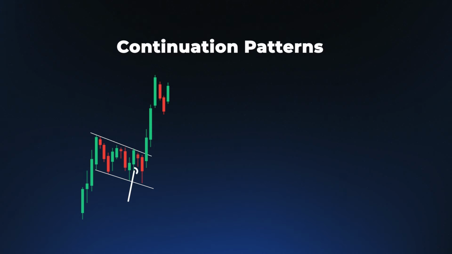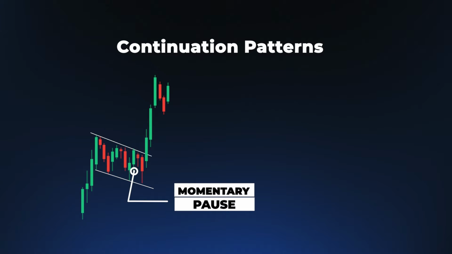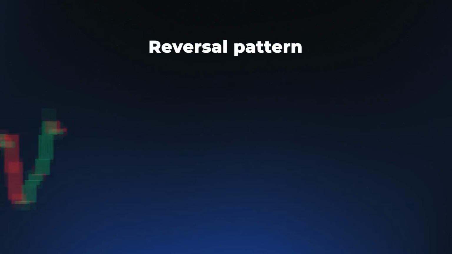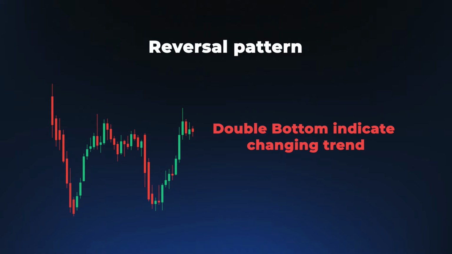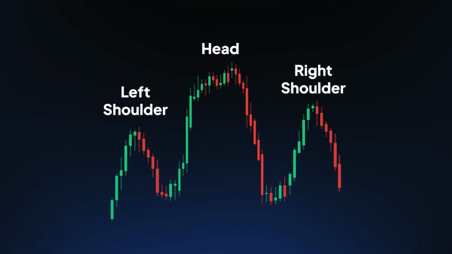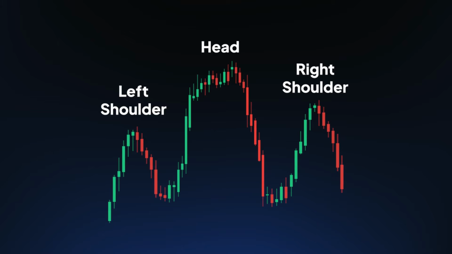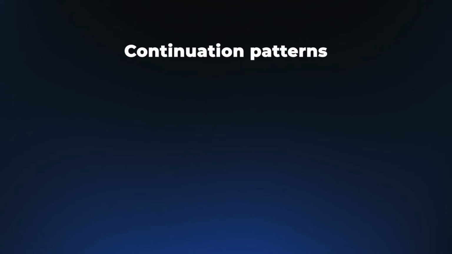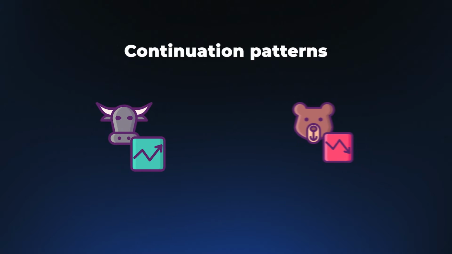While continuation patterns reflect a momentary pause in the battle between bulls and bears before one side takes control again, reversal patterns, on the other hand, indicate that the current trend will change its direction, suggesting a shift in market sentiment. Take the head and shoulders pattern as an example. This pattern signals a reversal from an uptrend to a downtrend, marked by a peak, the head, flanked by 2 smaller peaks, the shoulders. Now, coming back to continuation patterns, there are 2 main types, bullish and bearish.